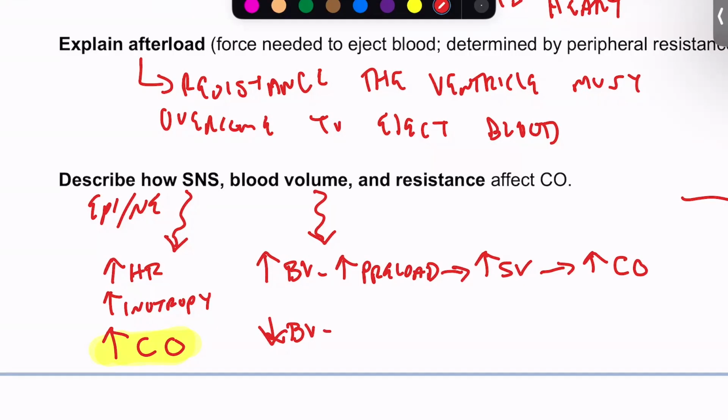Now, if we reverse this, so say that we have low blood volume. It could be something like dehydration, could be hemorrhage. That's going to decrease the preload that we have, so decrease the amount of blood returning to the heart. So because of that, we're going to have a decreased cardiac output.